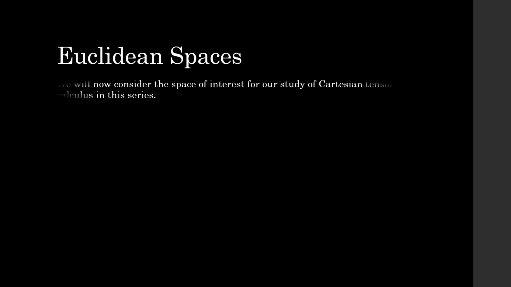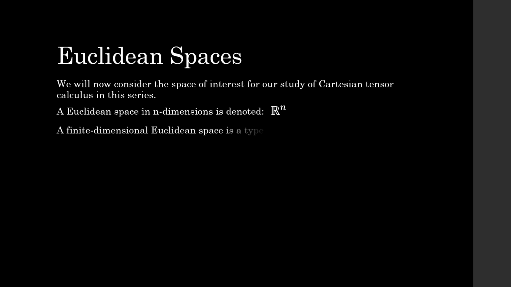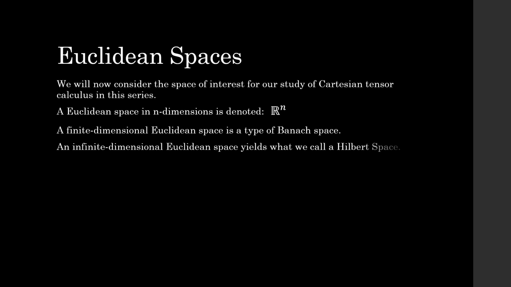Now we're going to get a little bit more interesting with Euclidean spaces. We can now consider the space of interest for our study of Cartesian tensor calculus within this series. A Euclidean space in n dimensions is denoted by R^n, where R is the set of real numbers and n is the dimension we are working in. A finite dimensional Euclidean space is a type of Banach space that we just learned about. An infinite dimensional Euclidean space yields what we call a Hilbert space, which is critical to the study of quantum theory.